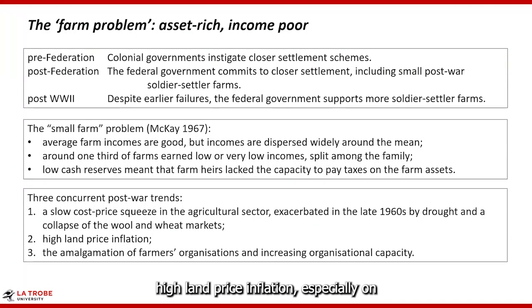Second, there was high land price inflation, especially in the period before the boom. This meant that the market value and the taxable value of a deceased farm estate could be very, very high in comparison to its actual land capacity. And third, over the same period, farmers' organisations continued to amalgamate, to become better resourced and more organised, and to improve their political lobbying efforts. They were well equipped to make such developments, and they did this quite frequently.